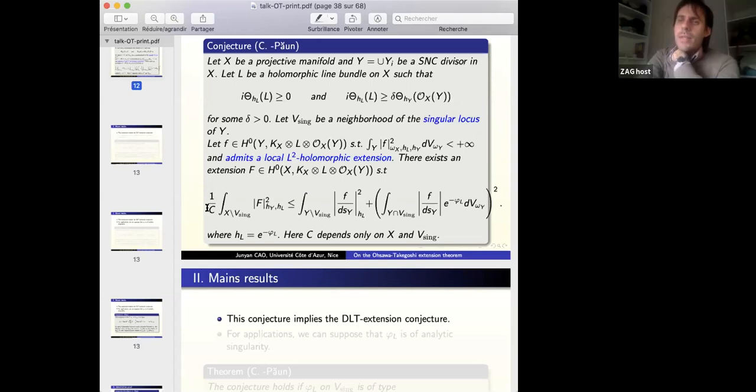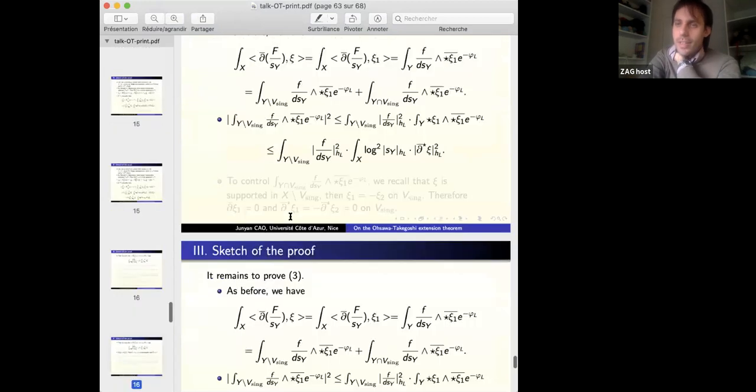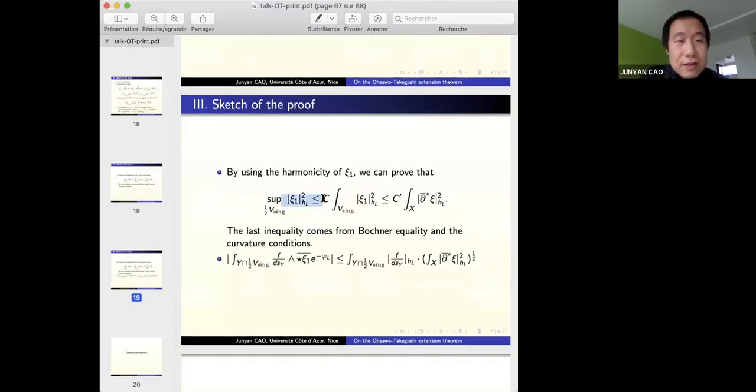I see. So in which way does this C depend on the geometry of the conic metric? Which kind of properties of this metric? Yeah. For the last step, we assume that its C0 norm is controlled by the L2 norm of this one by using the harmonicity. So it is in this step that we need to use the geometry of the conic metric.